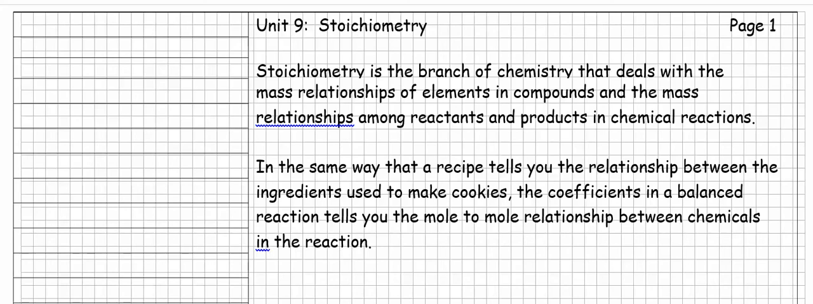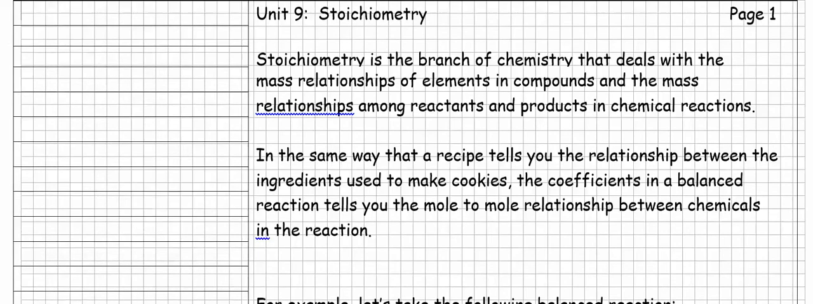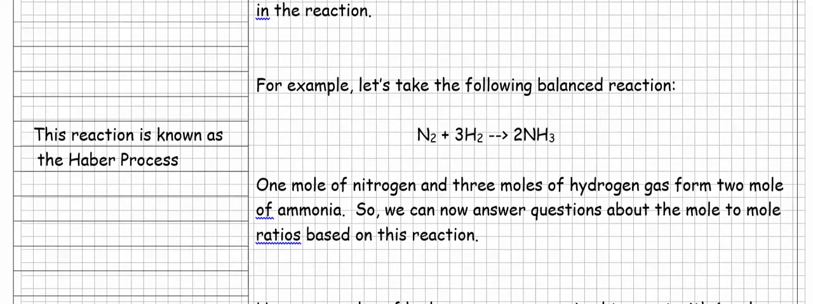So in the same way that a recipe, for example, tells you the relationship between the ingredients used to make cookies, the coefficients in a balanced reaction tell you the mole-to-mole relationship between the chemicals in that reaction. Let's take a look at an example.